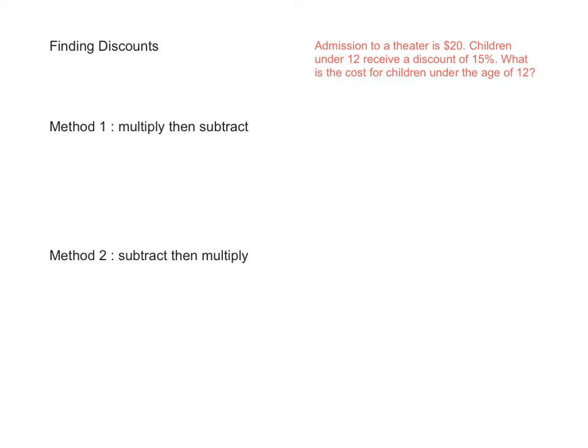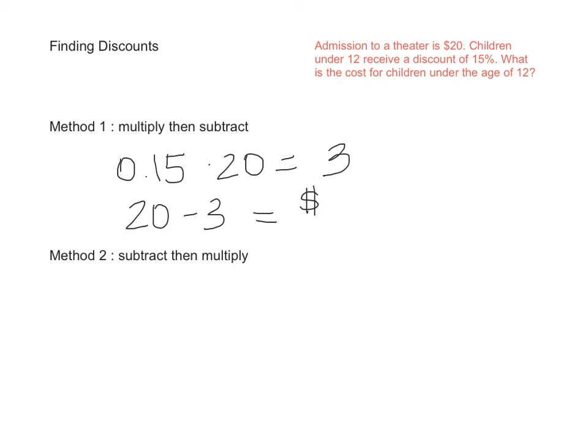There are two methods to solving this. We can begin by multiplying and then subtracting. What that means is when we multiply, we're really finding a percentage of the original amount. In this case, we have 15% of $20. So we could find 0.15 times 20. That amount is 3. And then we can subtract the $3 from the 20. So you have 20 minus 3, which gives us $17 for children under the age of 12.